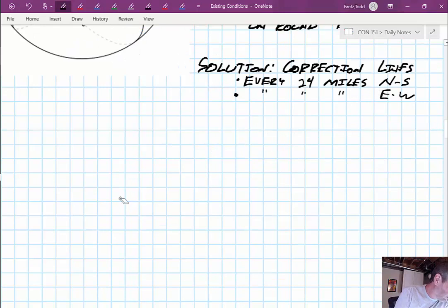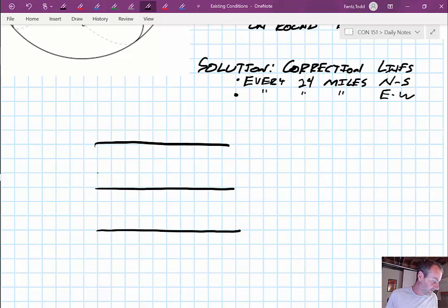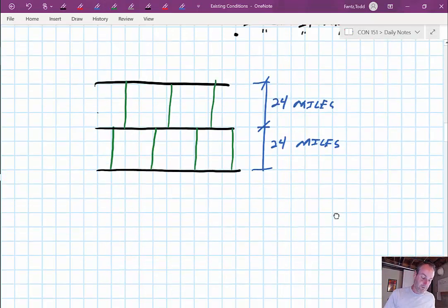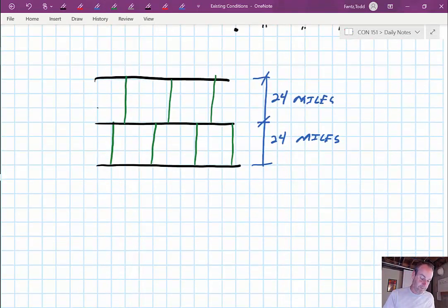Now, if you look at our gridded system, we have our latitudes going horizontally, and then let's say that this was 24 miles between each set of lines. What I see is I might have a certain spacing between these, and then as I go up, things are going to shift to try and fix these correction lines, right? So we'll see an example of that in a little bit.